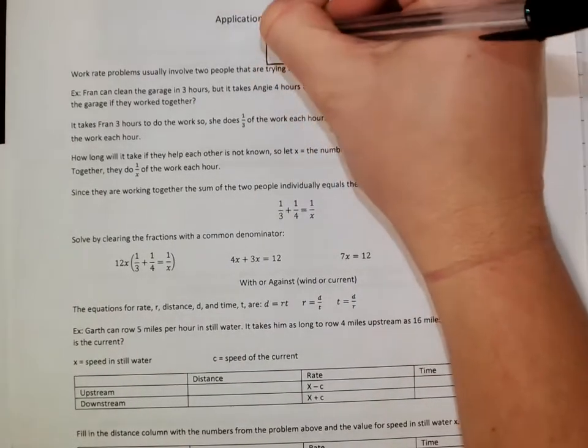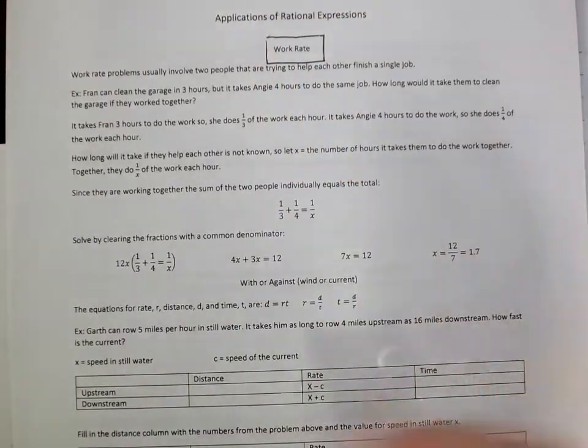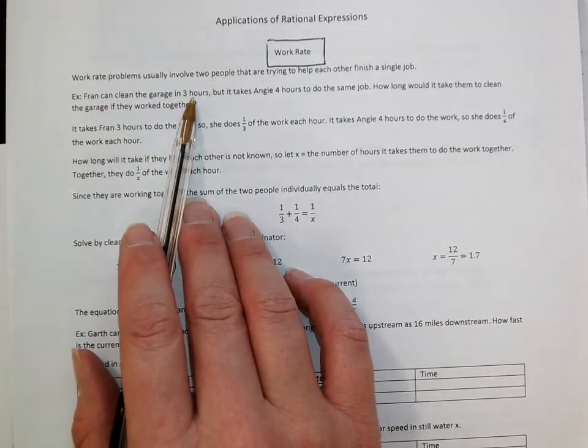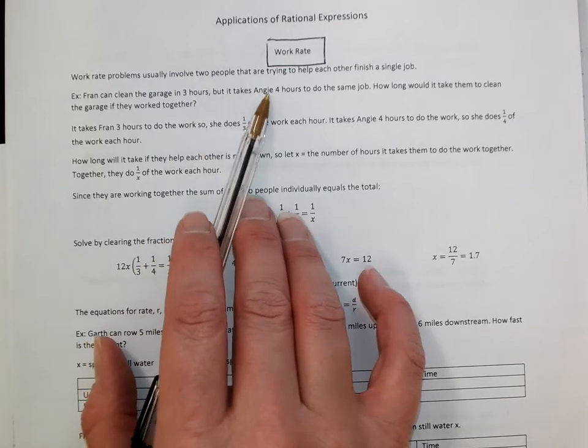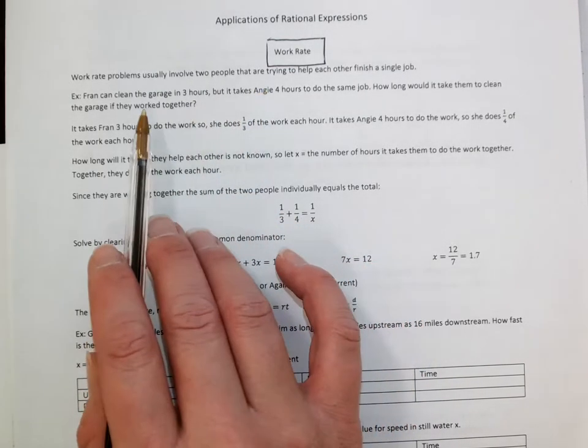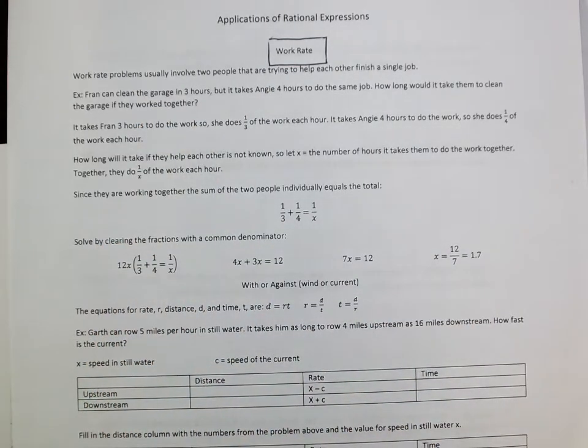It's a question that goes like this. If Fran can clean the garage in 3 hours working by herself, and it takes Angie 4 hours to do the same job working by herself, how long would it take them if they clean the garage together? How long would it take to clean it together? So again, if you were asked that question, there'd probably be a couple different things you would try to figure out.